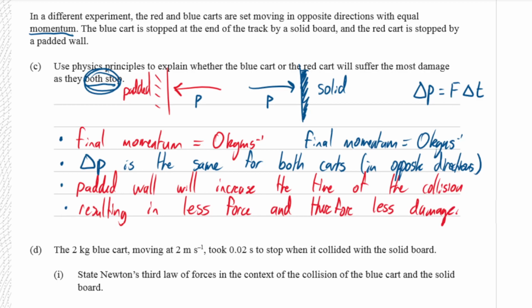Right? So the red car, since it's going into the padded wall, will have a longer collision time, and since change in momentum is the same, will experience less force and hence less damage. Right, and conversely, blue cart has shorter time, therefore more damage.